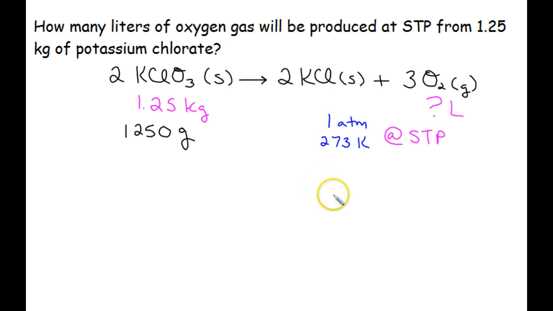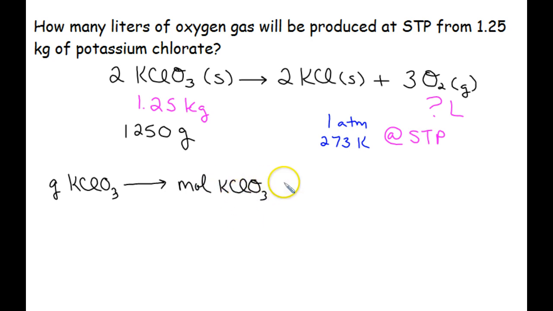So let's plan our attack for this problem. We were given kilograms and we converted that to grams, so grams of potassium chlorate. Now remember, the only place we can go from grams is to moles. But once we have moles, we can go from moles of one substance to moles of another substance using a mole ratio. But wait, not going to moles of KCl, we're going to moles of O2.